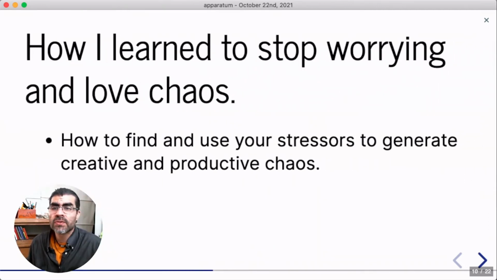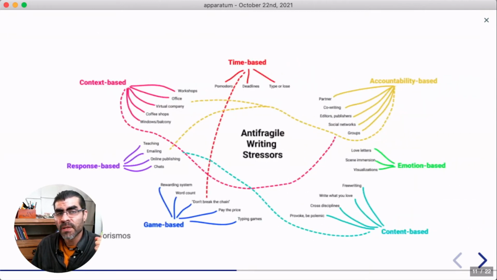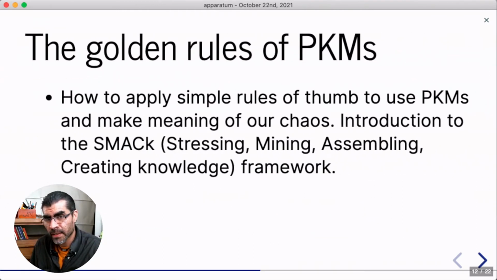In the second session, we see how stressors, instead of being against us or being our enemy, can be our friend, and we can work with them to be more creative and productive. We try to look for the right kind of stressors. Every person is different. Each of us works differently with different kinds of stressors. We need healthy stressors: to identify them, to use them, to optimize them, to systematize them, to help us work better with our note-taking and writing.